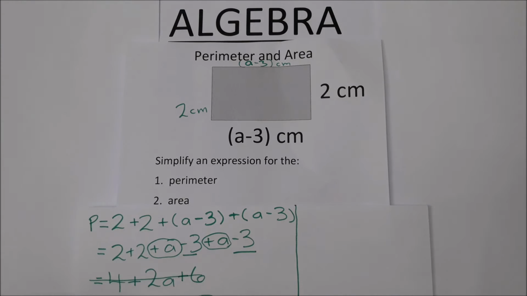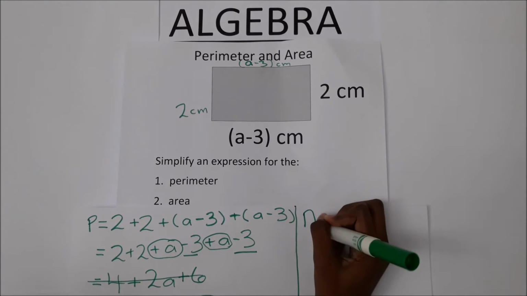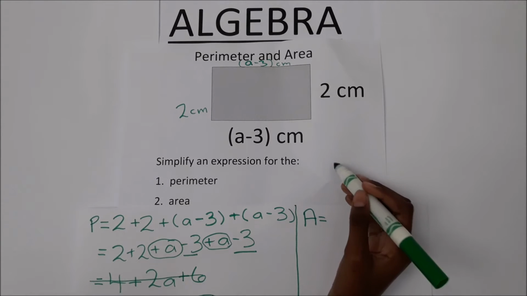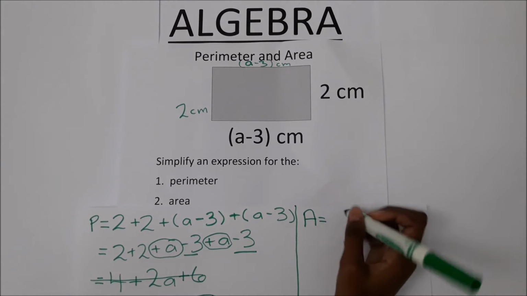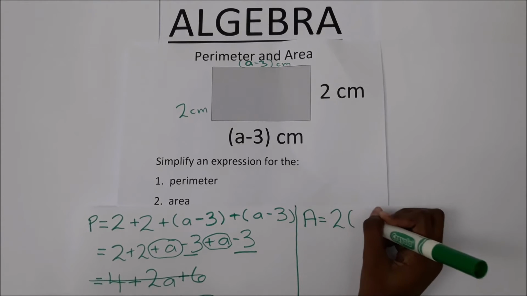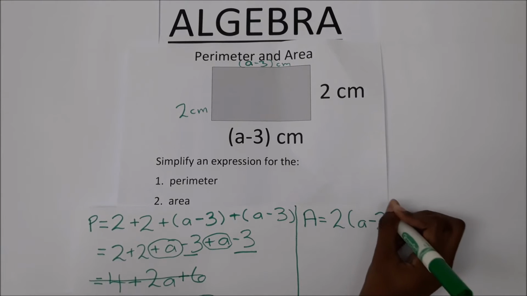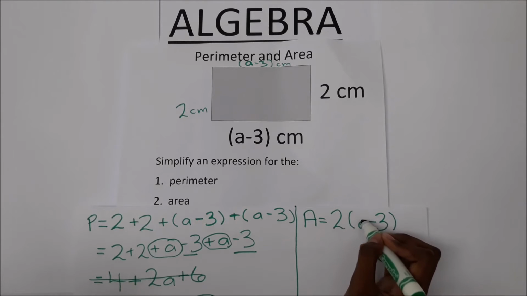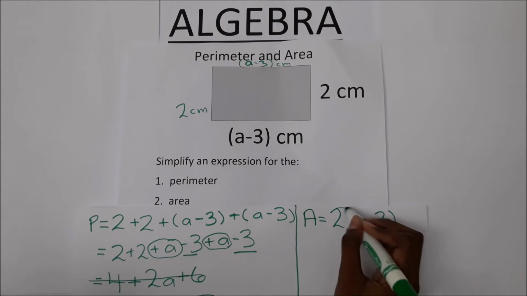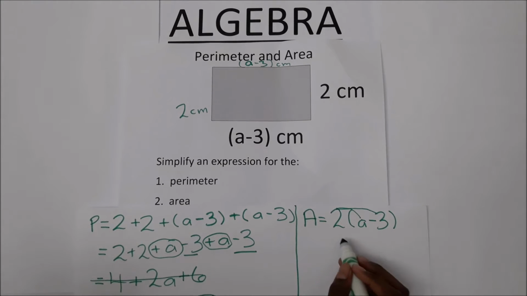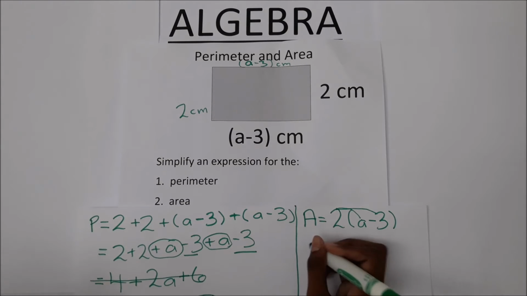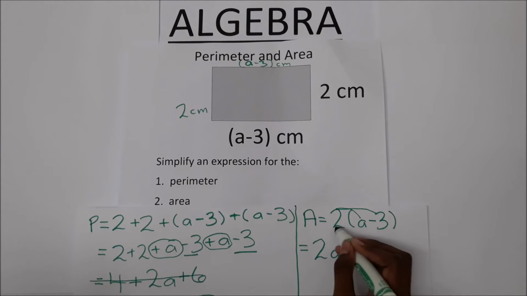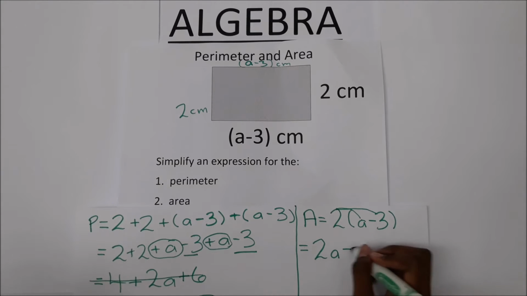Write the expression for the area. A is equal to? The formula for finding area is length times width. So 2, open bracket, a minus 3, close bracket. Continue. 2 times a. Show me the lines, and 2 times negative 3. Okay. Put equal first. Equal. 2 times a is 2a, and 2 times negative 3 is negative 6.